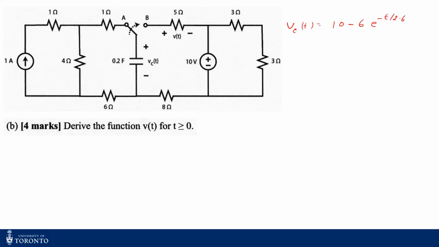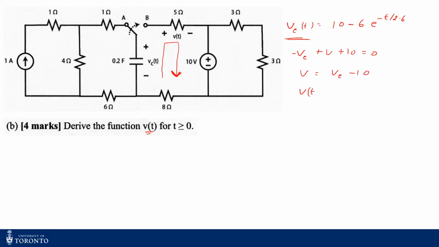So now in part B, they asked you to derive the function vt for t greater than 0, right? There are many ways you can do this. You can find the current, you can go to find vt, but you can also apply KVL, right? I don't know why they gave you 4 marks, but since you want to use the answer from the previous section, which is this VCT, if you apply KVL, you'll get minus VCT plus VT plus 10 volts equal to 0. So what's your V? V is going to be just VC minus 10, right?